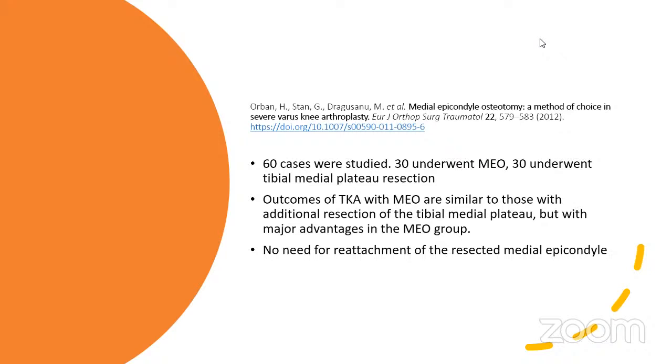So they concluded that MEO has a better advantage over medial reduction osteotomy of the tibia because it preserves more bone stock, which would aid in a revision surgery. And they also commented that they did not need to reattach the resected medial epicondyle.